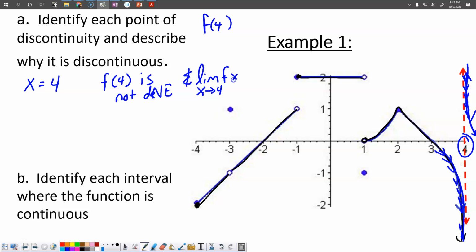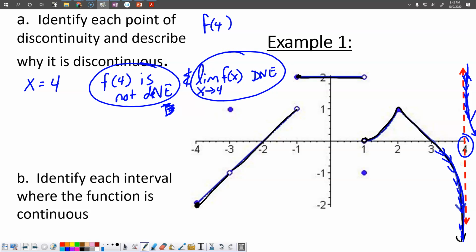You can really just say one. So, once again, you don't have to say both of these, but you could say either one, okay? When you have a vertical asymptote, that means the function doesn't exist and neither does the limit. So, right there, you've lost your continuity as well.